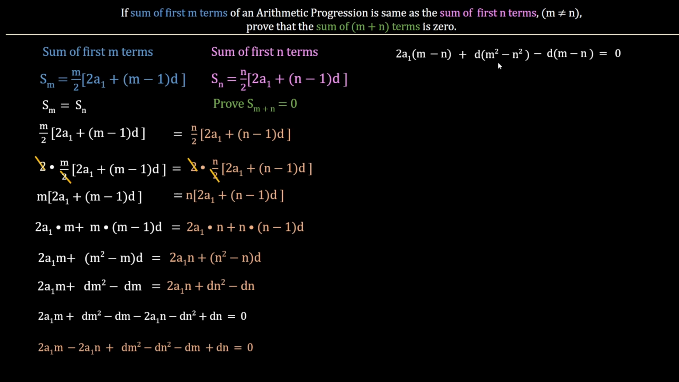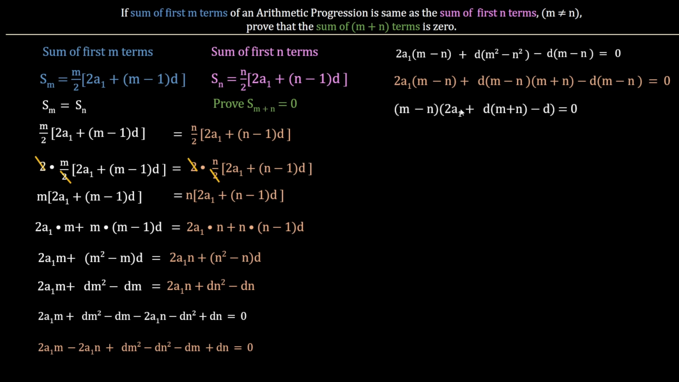From this new equation, for the second term, m square minus n square, let's rewrite this as m plus n times m minus n. So we got this new equation. In this new equation, m minus n is the common factor. So let's take the m minus n out. Now that will make our equation m minus n times 2 times a1 plus d times m plus n minus d equal to 0.